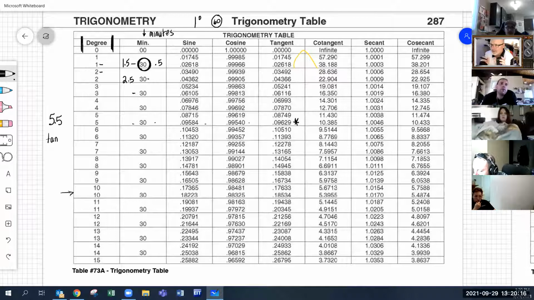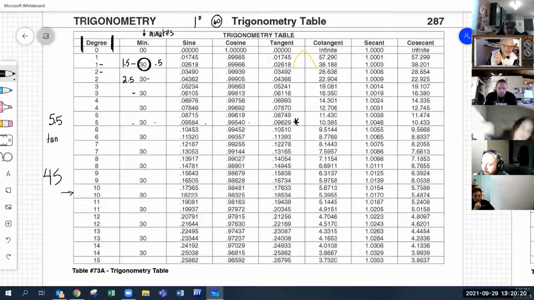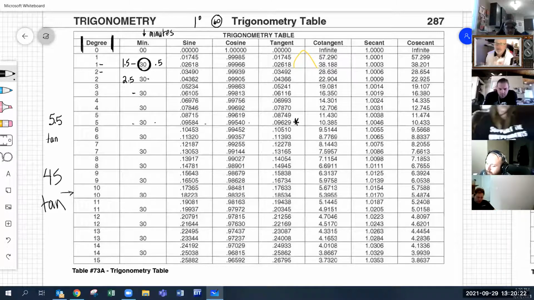Now, on your calculator, I want you to type 45 tan. 45 tangent. Should come out to 1, yes?